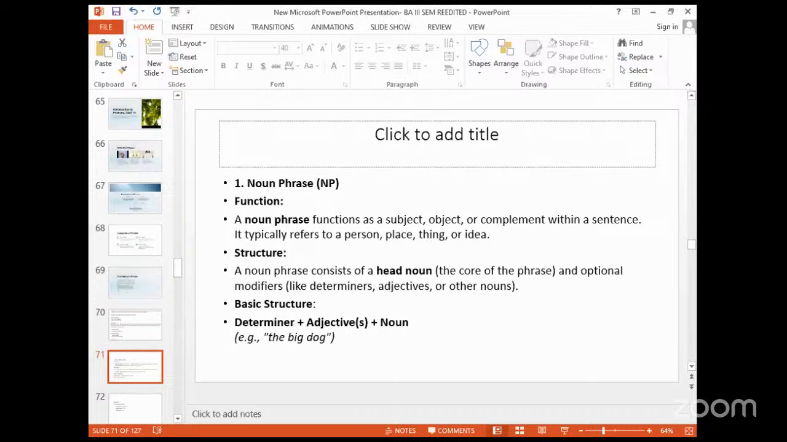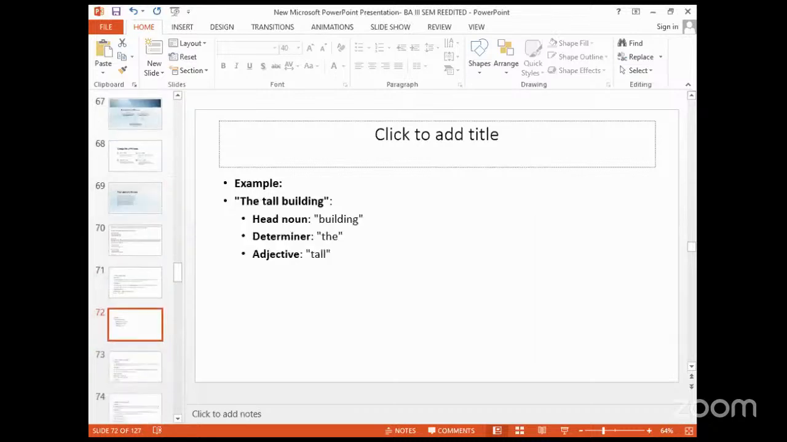Now, what is the basic structure? The example is the big dog, right? Here the is an article, which is a determiner, big is an adjective, and dog is the noun. The entire structure is a noun phrase. I call it a noun phrase because dog is the head word. If I remove dog, it hardly makes any sense: the big, right? So you can quickly figure out the head word, which is the core word of the entire phrase.